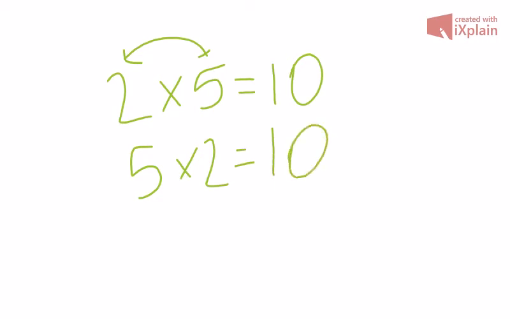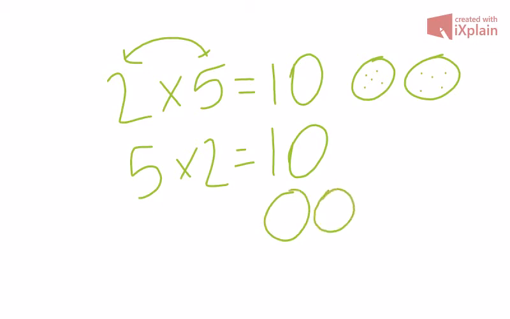So if I draw 2 times 5, so that would be 2 groups, 1, 2, with 5 in each group, I should get 10. Well, the commutative property says that I can change those, and so this time it means 5 times 2, which means I'm going to have 5 groups, 1, 2, 3, 4, 5, and inside that will be 2, 2, 2, 2, 2, and that would be 10 if you counted all of those up. So no matter which way we write it, whether it's 2 times 5 or 5 times 2, the answer or the product will remain 10.